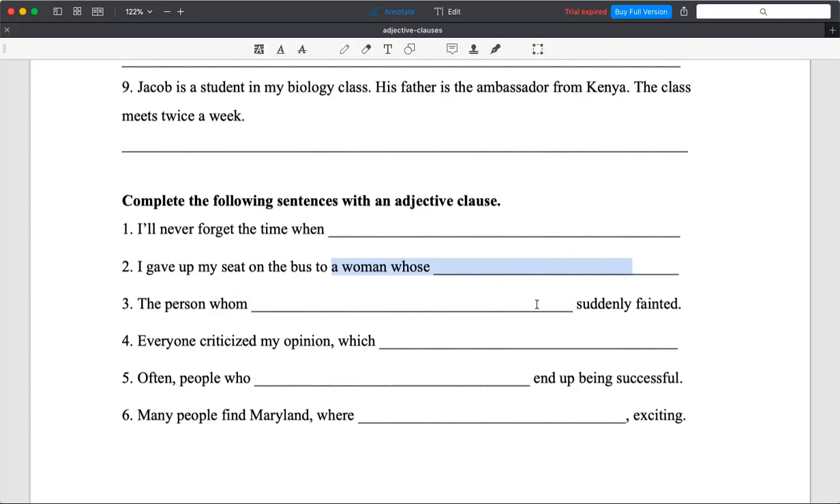Number 3, the person whom saw the giant tarantula suddenly fainted. In this case, I don't say whom in your sentence number 3, Fiona. I would say who, because you're talking about the person. If you want to use whom, you should use an object case. Your sentence is a subject case. Try again. Number 2 and 3, try again, Fiona.